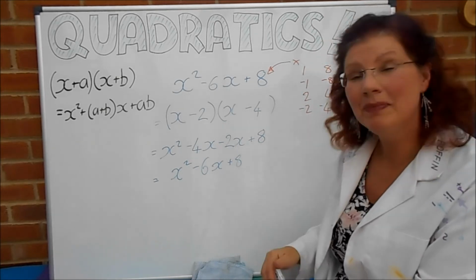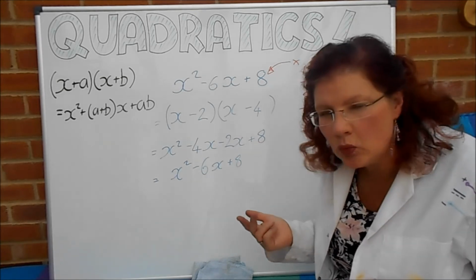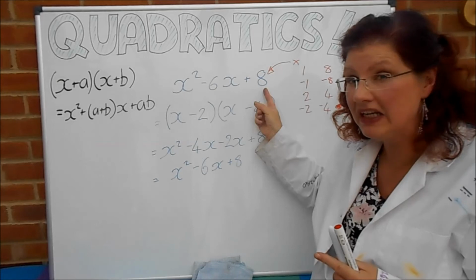Okay, so that's basically how we do factorising. It's basically inspired guesswork using this as a big clue.